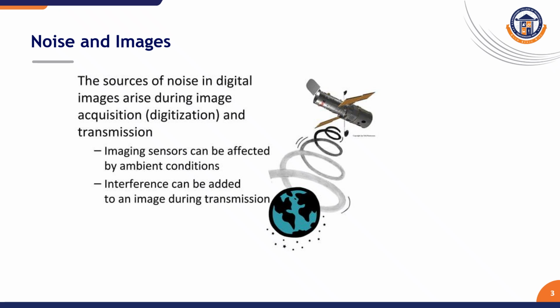Next, noise in images. The source of noise in digital images arises during image acquisition, that is sampling and quantization, that is digitization, and transmission. The imaging sensors can be affected by ambient conditions. Interference can also be added to an image during transmission. These kinds of noises will degrade the image.